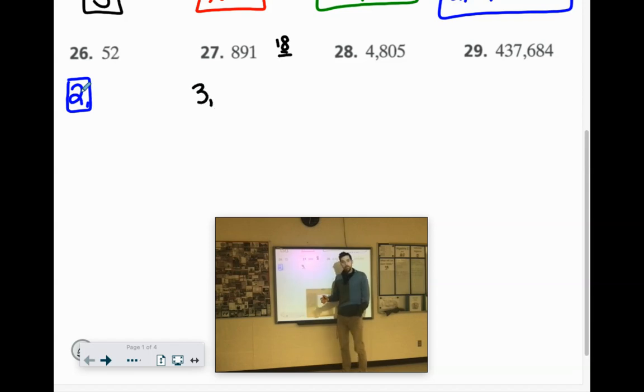Does 5 go in there? No, because it doesn't end in 0 or 5. 6 does not go in there because it has to have 3 and 2 as a factor. 9? Yes, because 9 goes into 18. And 10? No, because it doesn't end in 0.